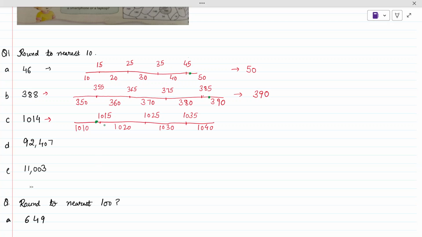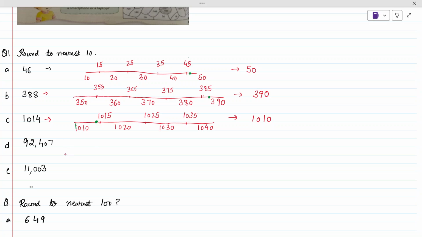ठीक है? So it is less than the half. Half, इन दोनों का half था 1015, ये उससे छोटा है and it is more near to 1010 than 1020, तो हमारा nearest multiple of 10 इसका होगा 1010. Okay, so I am writing 1010 here. Next one. This I'm going to do directly because now we have an idea how we are doing it.